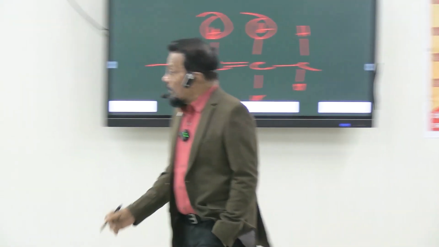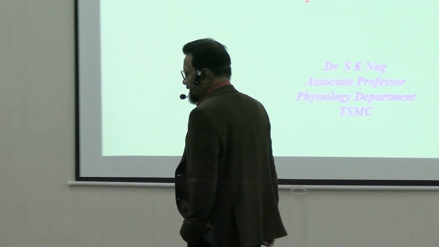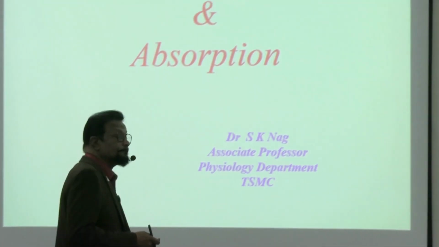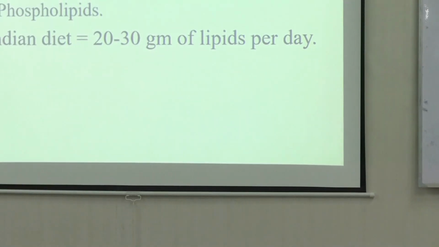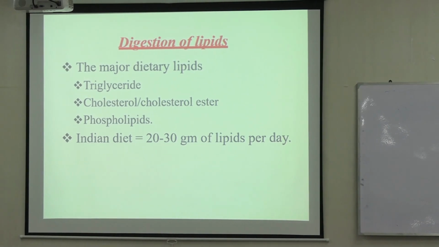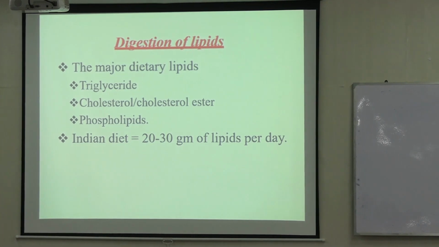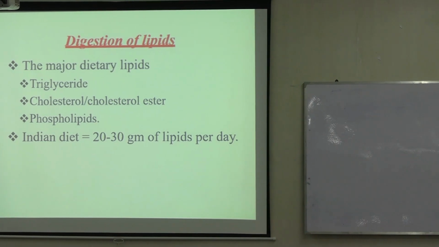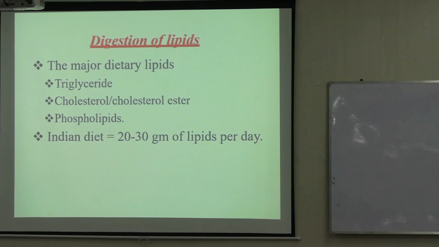Clear? So let's see how these lipids or fats are digested. First we will go through how they are digested and then how they are absorbed. The major dietary lipids are triglyceride and cholesterol, which may be in the free form or as esters. Cholesterol also has one alcoholic group, so it may form an ester with the carboxylic group of fatty acids.